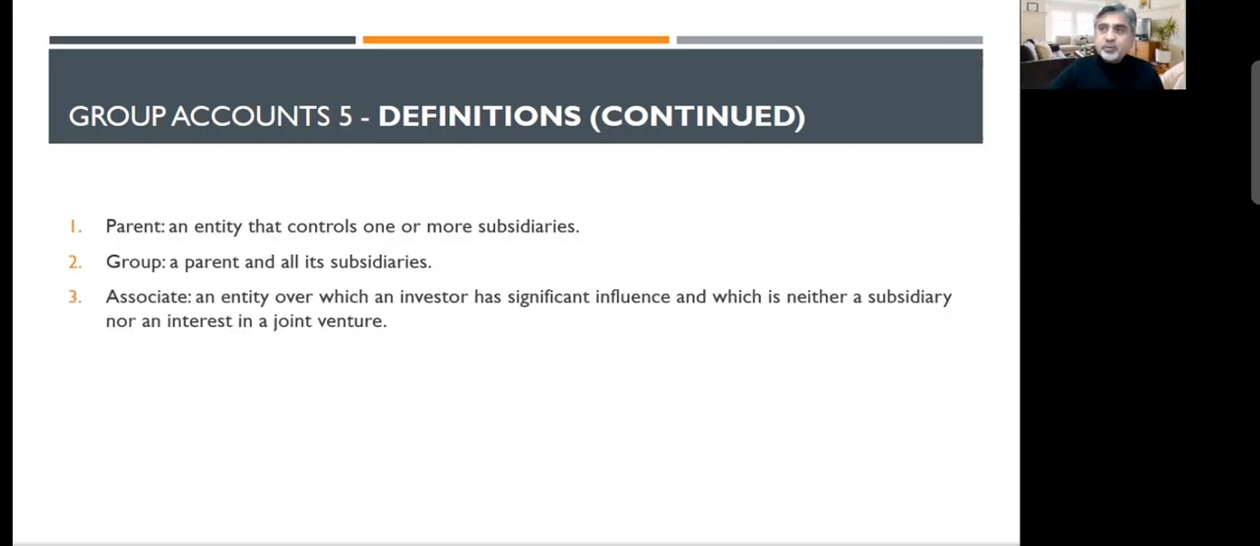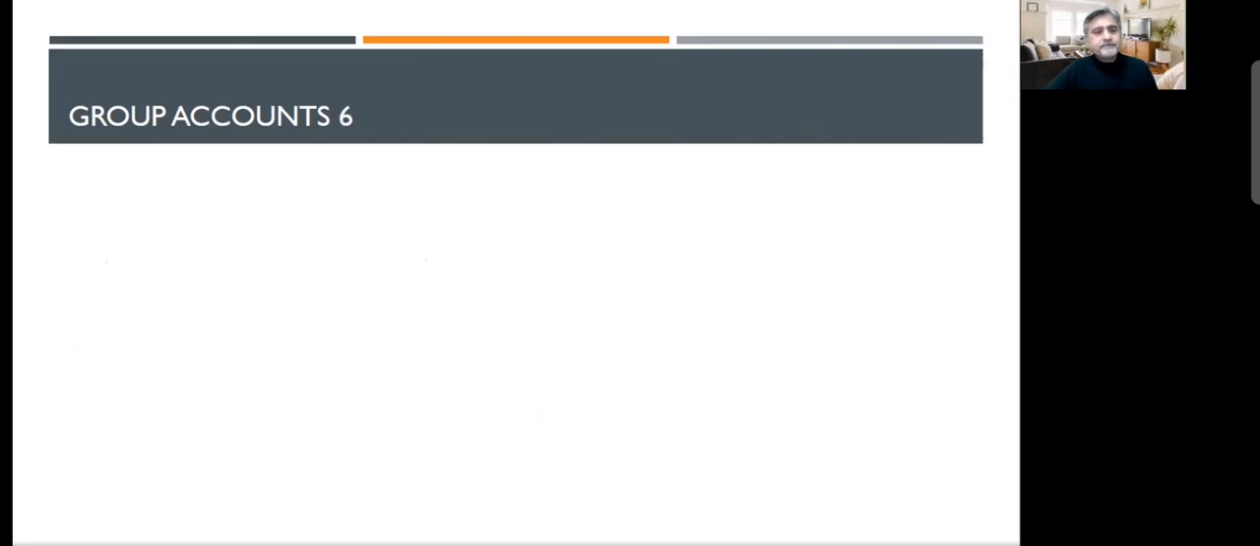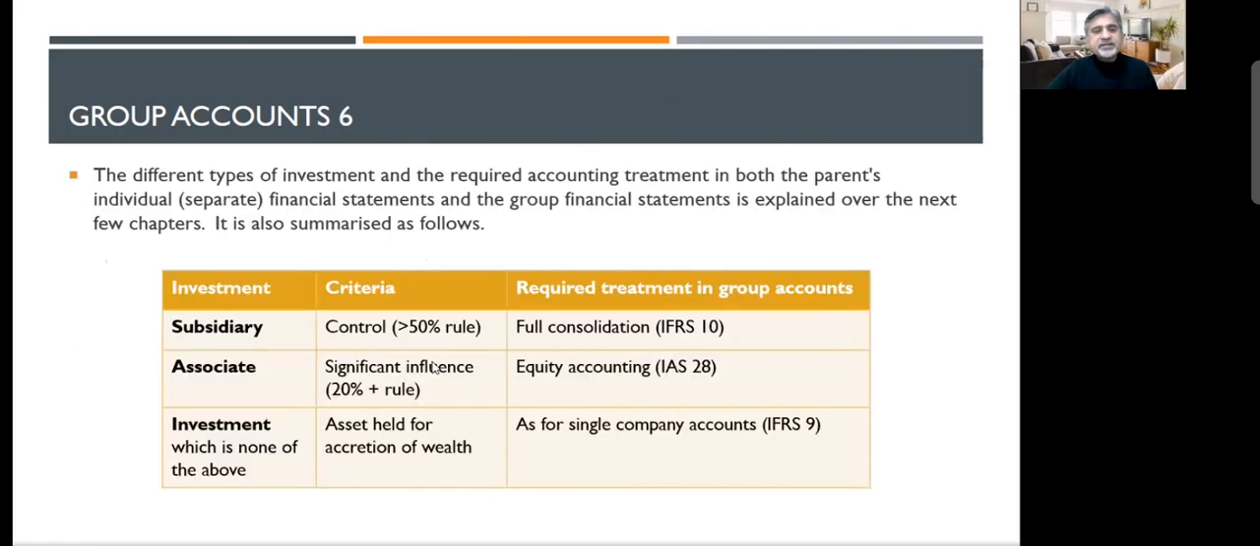Associate, I already have explained, where you have a significant influence and you don't have the control, but you have investment between 20 to 50% range. Significant influence, they only participate in the financial and operating policy decisions. They do not control, but they can exert influence. And we call them associates, IAS 28 equity accounting. I already have explained this slide.